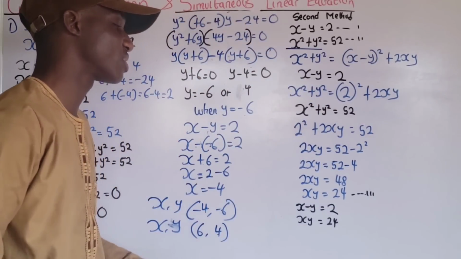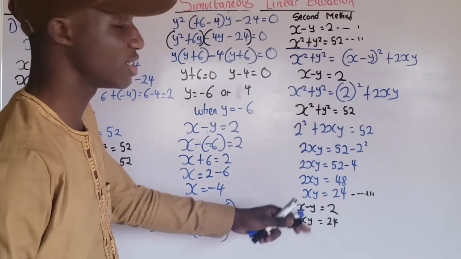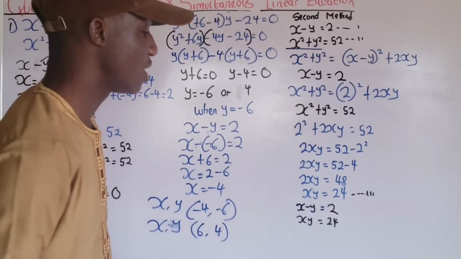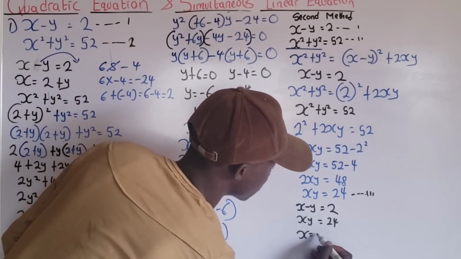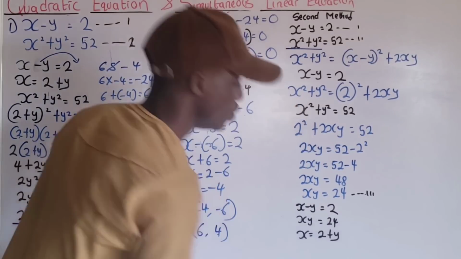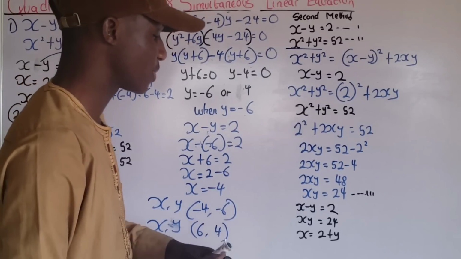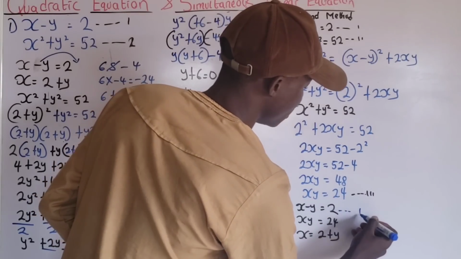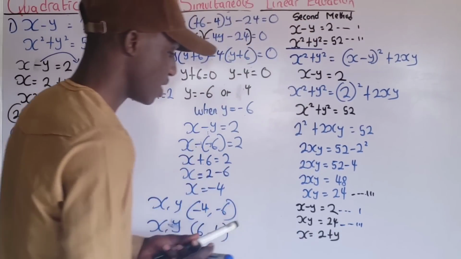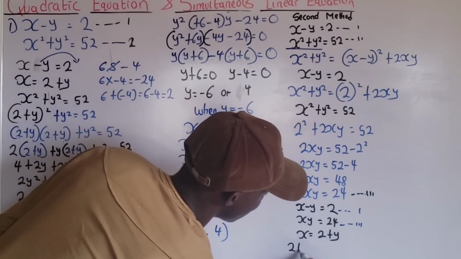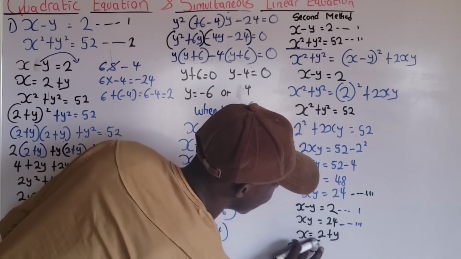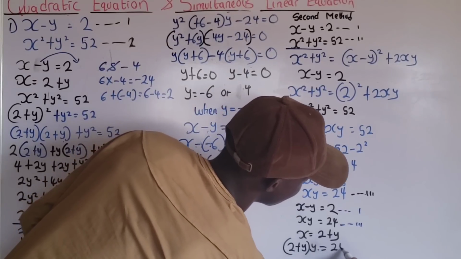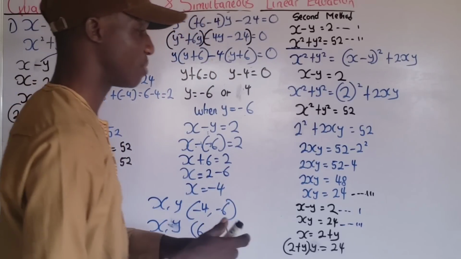Now, having gotten to this point, all you have to do is make x the subject of the relation. If you make x the subject of the relation in equation 1, we are going to have x is equal to 2 plus y. You understand? Okay, having made x the subject of the relation in equation 1, you substitute the value of x into equation 3. So I'm going to have (2 plus y) into bracket y. (2 plus y) times y is equal to 24. Okay, now let us open the bracket.